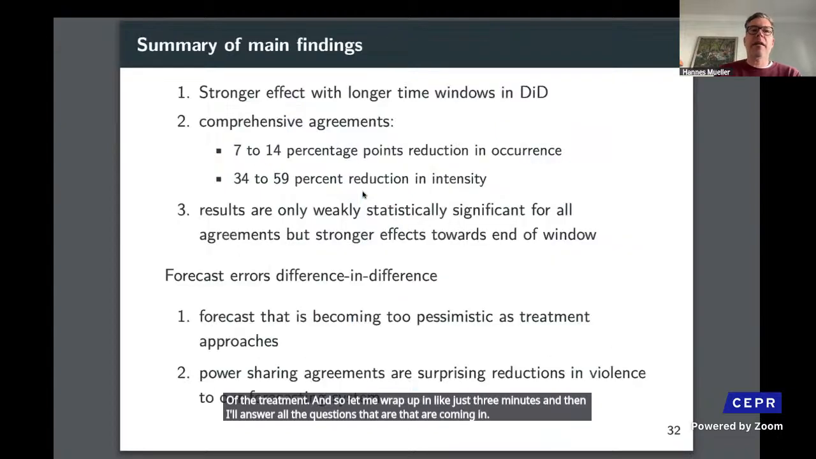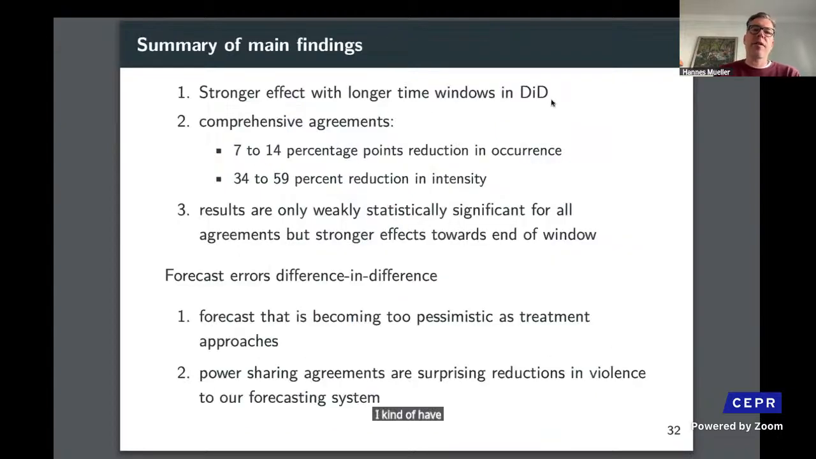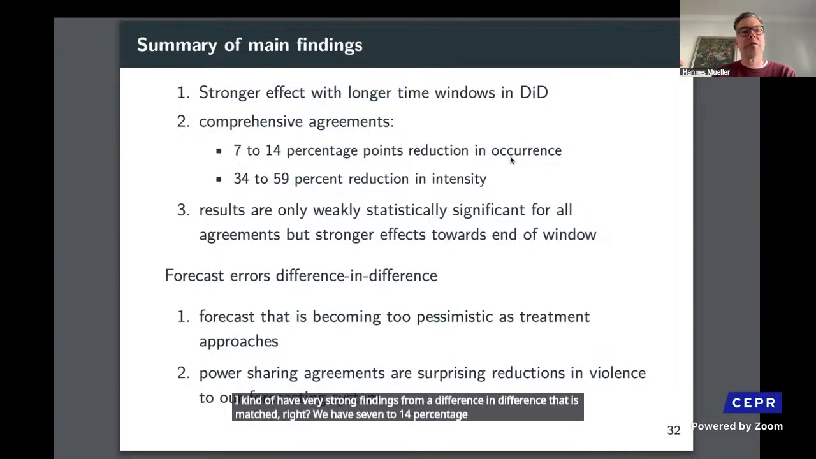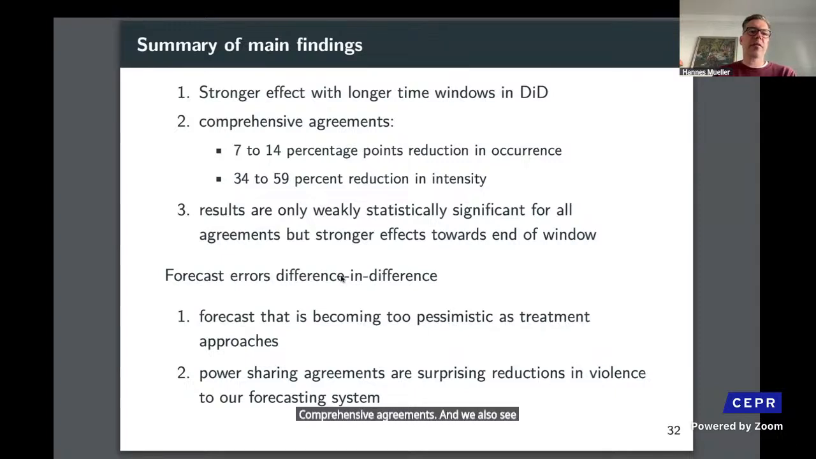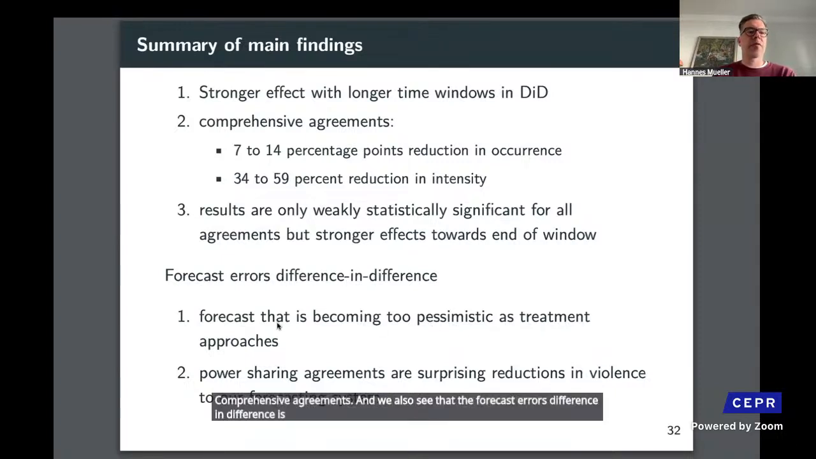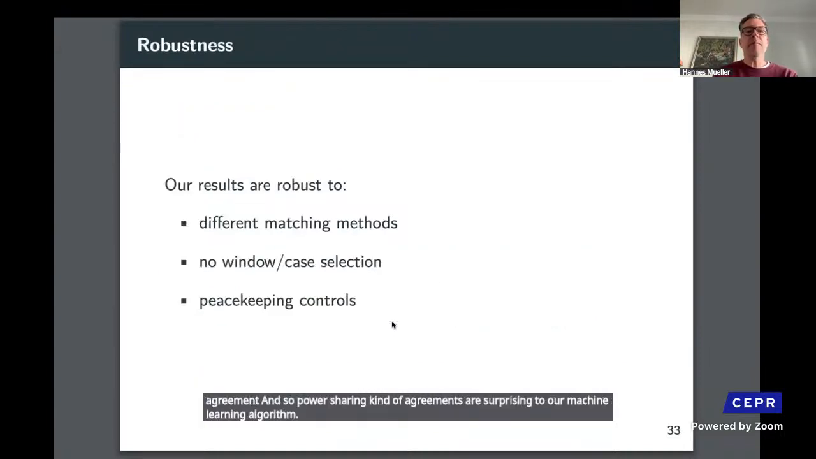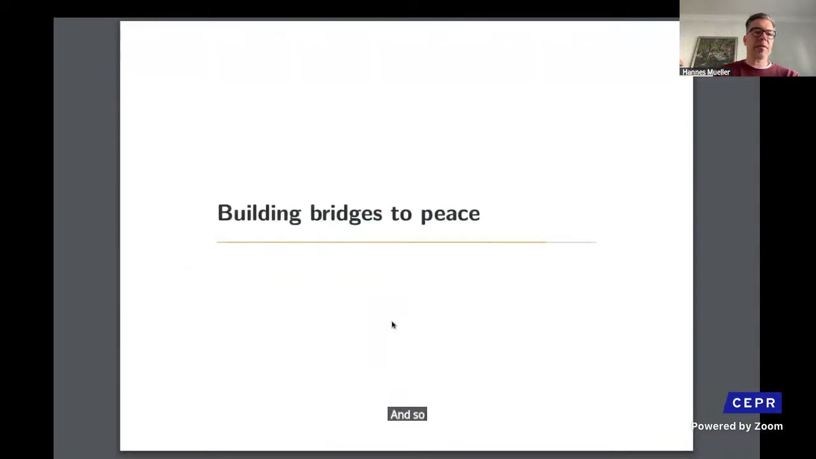We have very strong findings from a matched difference in difference, right? We have 7 to 14 percentage points reduction in occurrence of violence, 34 to 59% reduction in intensity. The results are only weakly statistically significant for all agreements, but very strong for comprehensive agreements. And we also see that the forecast errors difference in difference is showing the forecast is too pessimistic right before an agreement. And so power sharing agreements are surprising to our machine learning algorithm. And so these results are very robust.